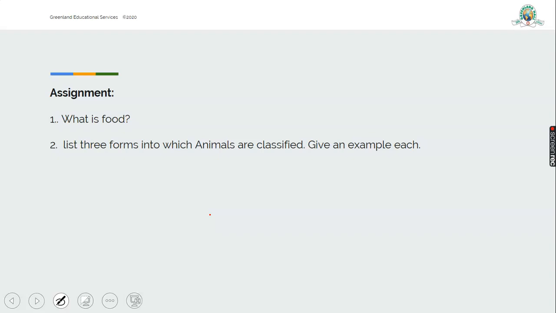Number 2. List 3 forms into which animals are classified. Give an example each. Write all those assignments down and you submit these assignments to the lab tomorrow morning unfailingly. Do we have questions before we go? Any question?